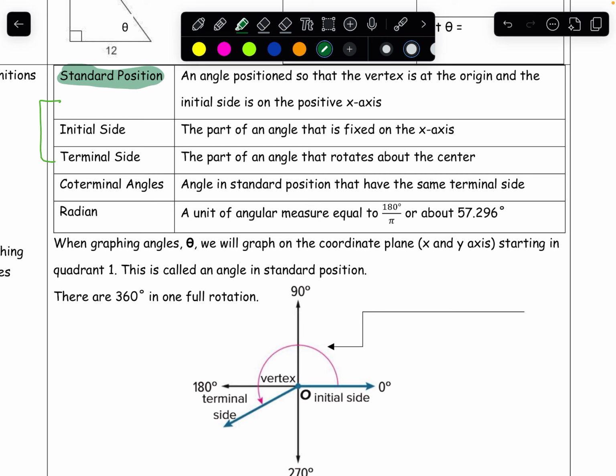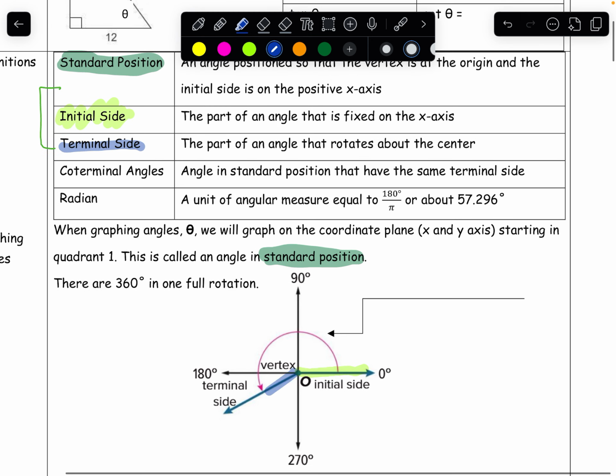So when graphing angles, theta, we will graph on the coordinate plane, x and y axis, starting in quadrant 1. This is called an angle in standard position. You're basically graphing an angle. Then we have our initial side, a fixed starting point on the x-axis. And then we have our terminal side. This is the part of an angle that rotates about the center. It can move, and it depends on the angle you're given. And so what this creates is your angle of rotation.